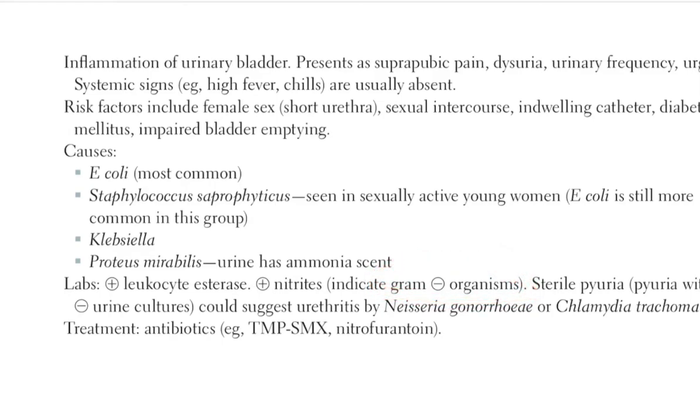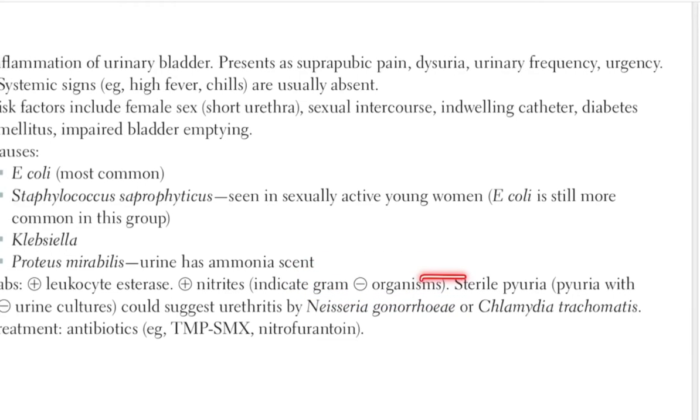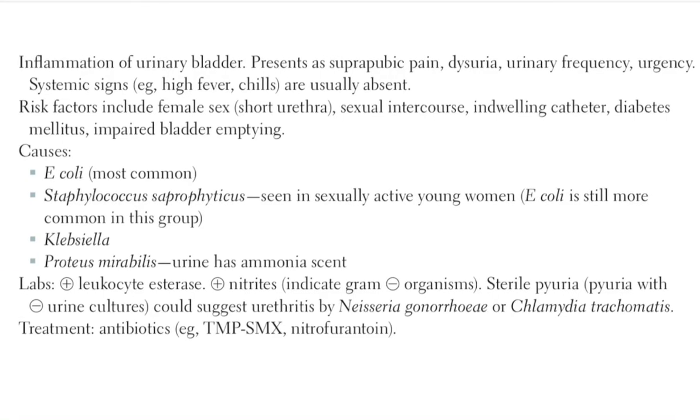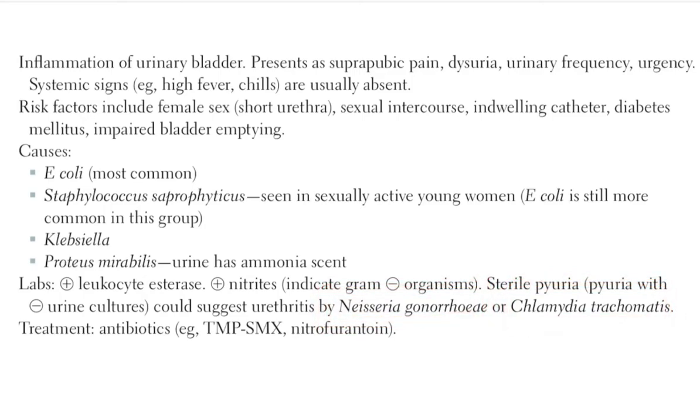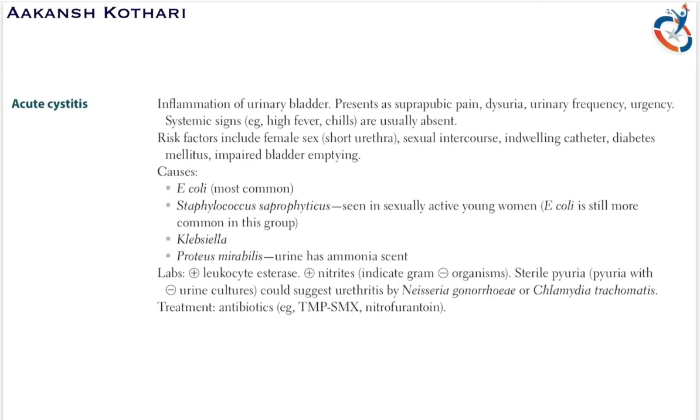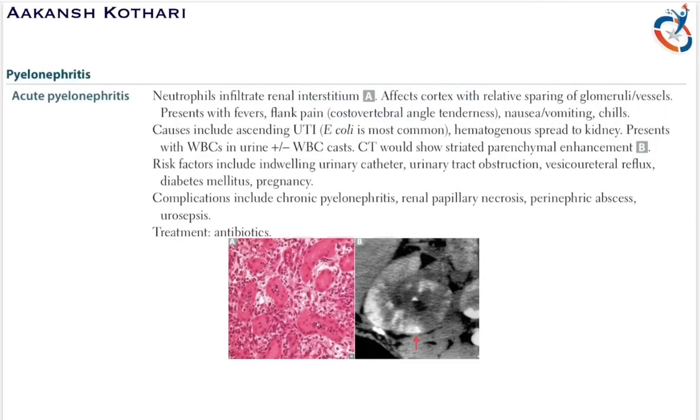gram-negative organisms. And if there is a presence of sterile pyuria, that means pyuria with negative urine culture. Okay, so there is negative urine culture of bacteria, but still there is pyuria. It can suggest urethritis due to Neisseria gonorrhoeae or Chlamydia trachomatis. Is it clear? So it can be due to Neisseria gonorrhoeae or chlamydia. Now, the basic treatment is antibiotics like nitrofurantoin or TMP-SMX. Is it clear? Now let us talk about the next one, that is pyelonephritis.